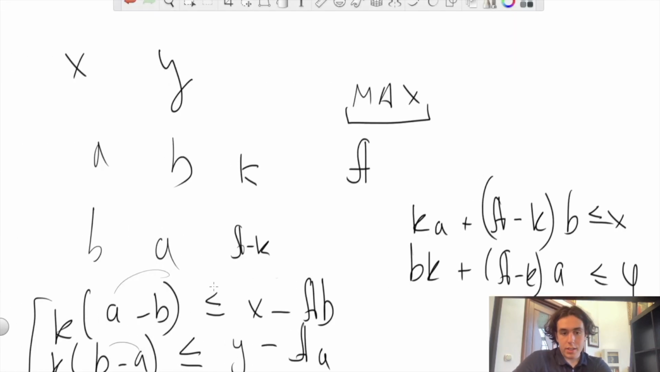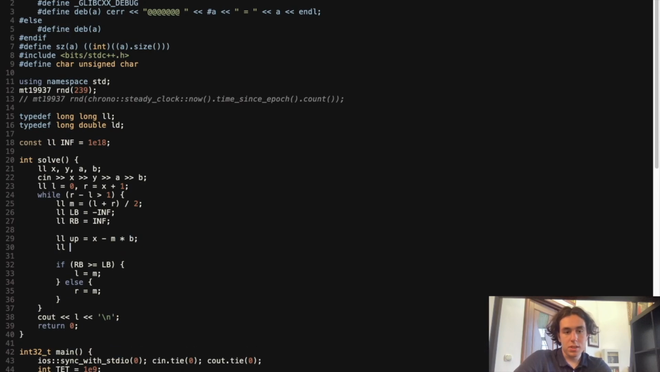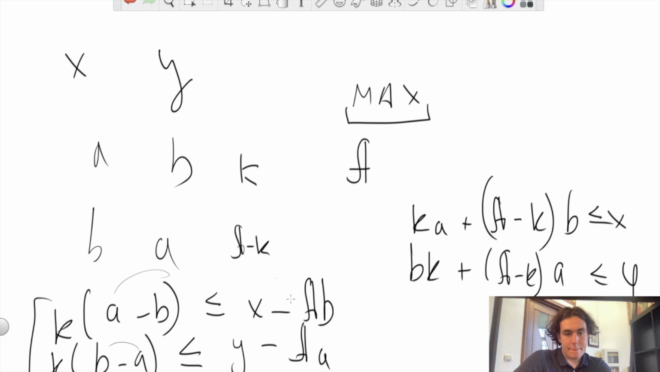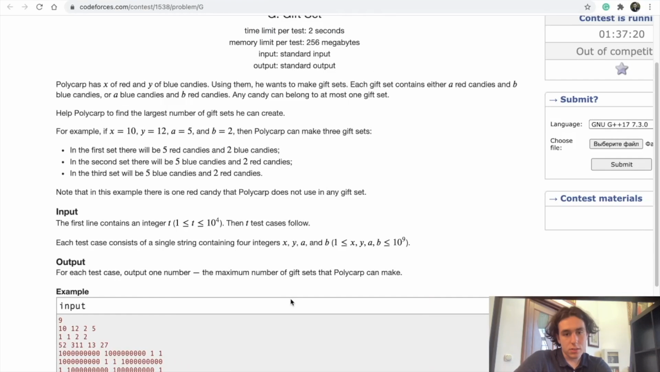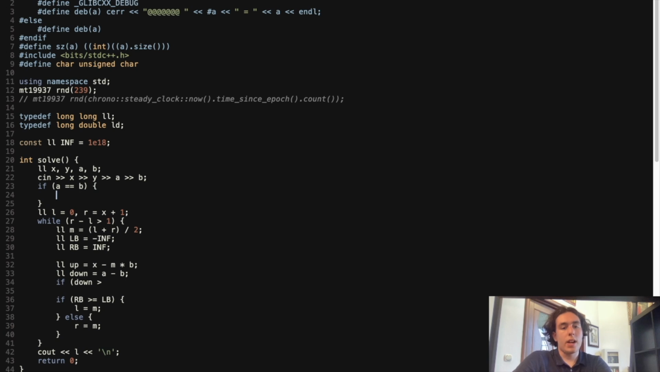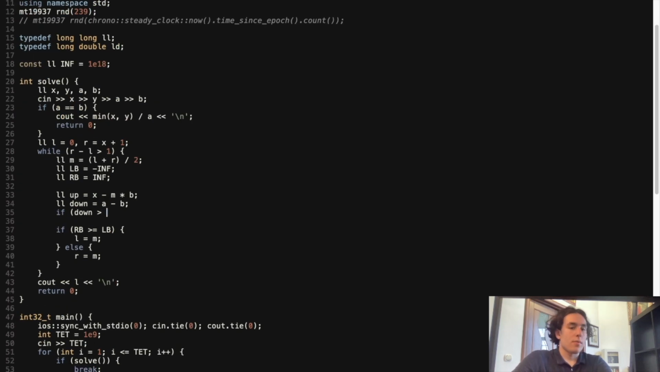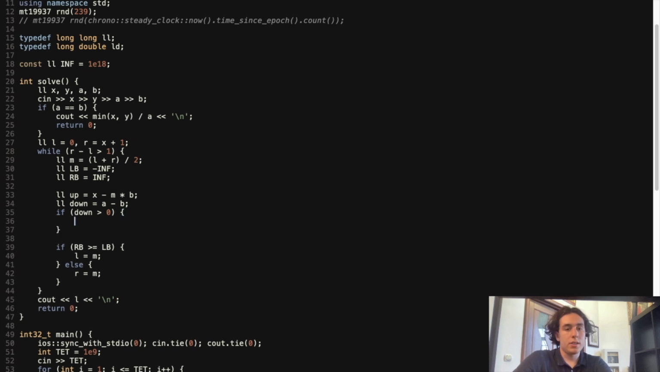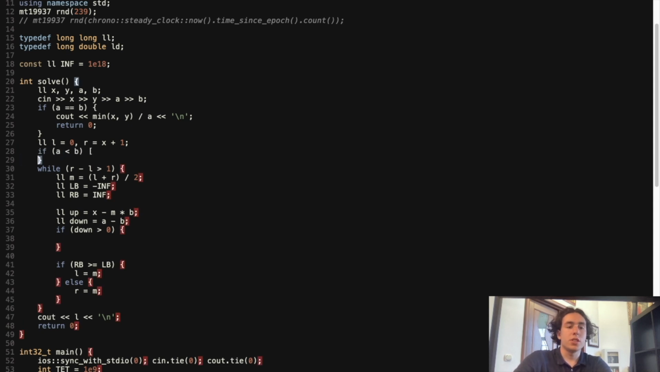So let's take the first thing. Up is X minus M multiplied by B. Down is A minus B. If down is at least 0, or if they are equal, let's say if A is equal to B, then it's the minimum of X and Y divided by A. A minus B, if more than 0, then let's just say that if A is less than B, we just swap them.